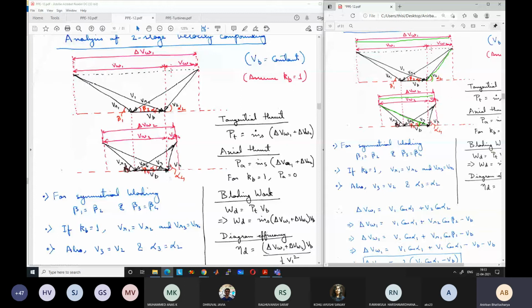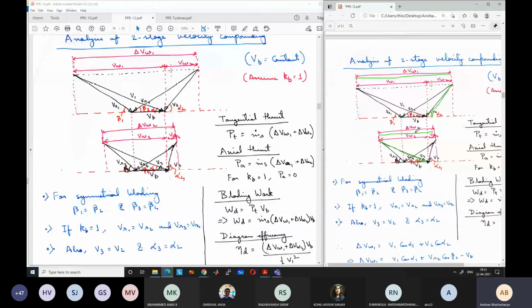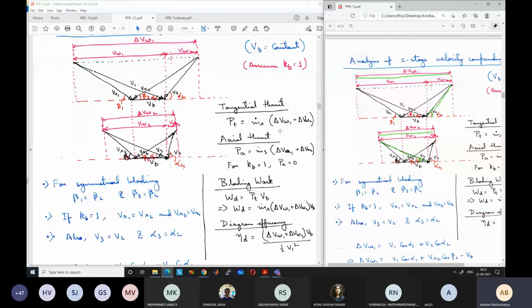And you can clearly see that the thrust generated by the first stage is much larger. Delta VW1 is much larger as compared to delta VW2. So if I have a third stage, it will have even less value of delta VW. So the third stage is not useful at all. Even the second stage has a much lower value of delta VW, but still there is some use. Otherwise, why would we be studying this? Obviously, there has to be some benefit, and we will find the benefit later in the next class.